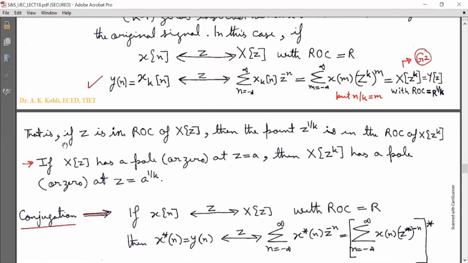That is, if z is in the ROC of X(z), then point z raised to power 1 by k is in the ROC of X(z raised to power k). If X(z) has a pole or zero at z equal to a, then X(z raised to power k) has a pole or zero at z equal to a raised to power 1 by k. So it is an interesting observation based on the ROCs of x[n] and x subscript k [n].